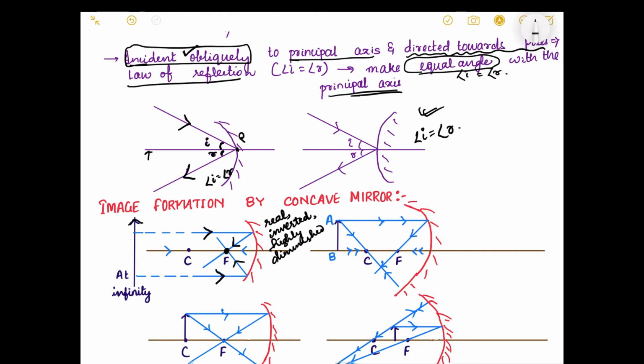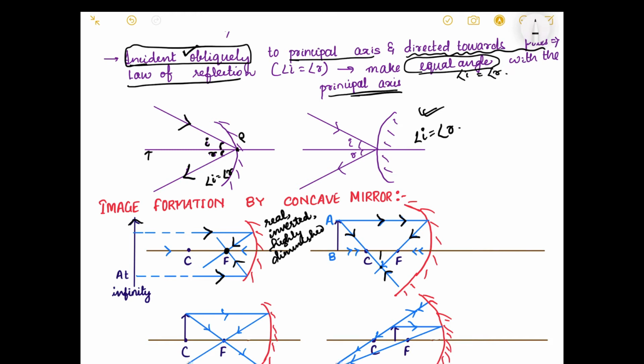Here is the image. Now suppose the object AB is beyond the center of curvature. Now we can take the rays as this ray which passes through the center of curvature, it will return in the same direction, and this ray which is parallel to the principal axis will return passing through the focus. So they meet at this point.